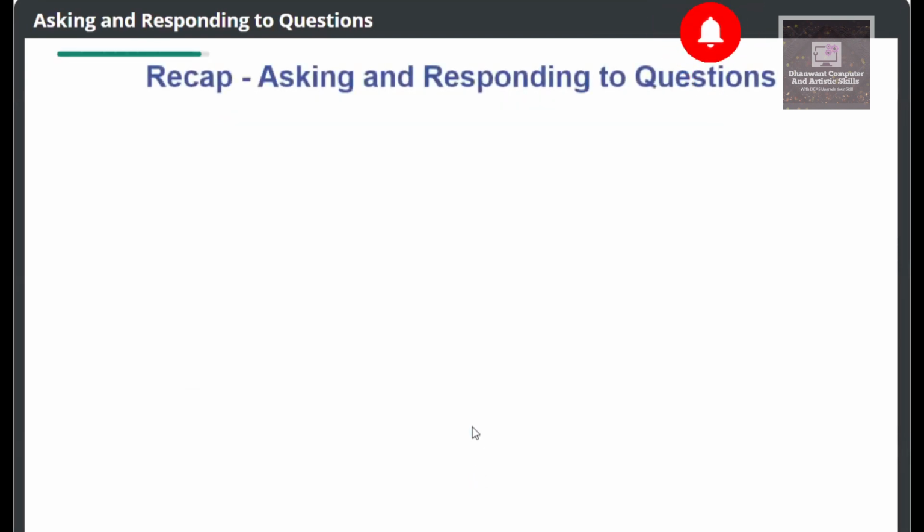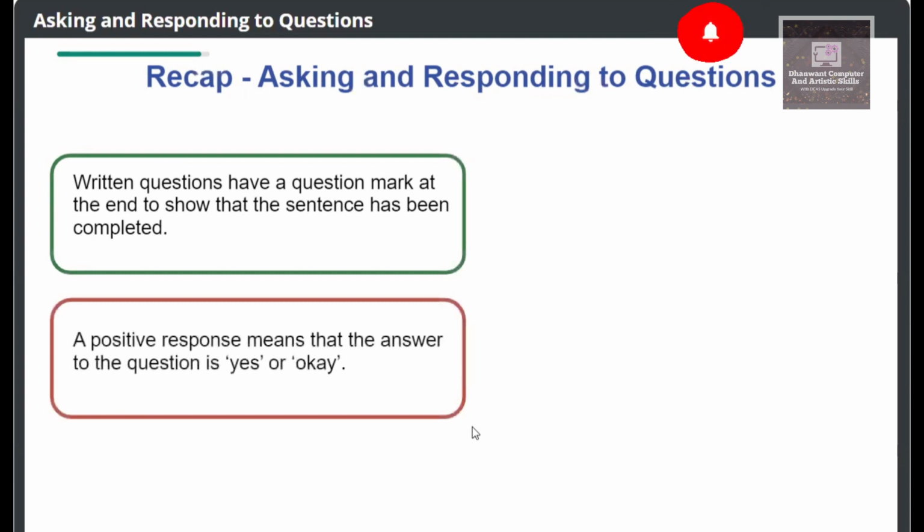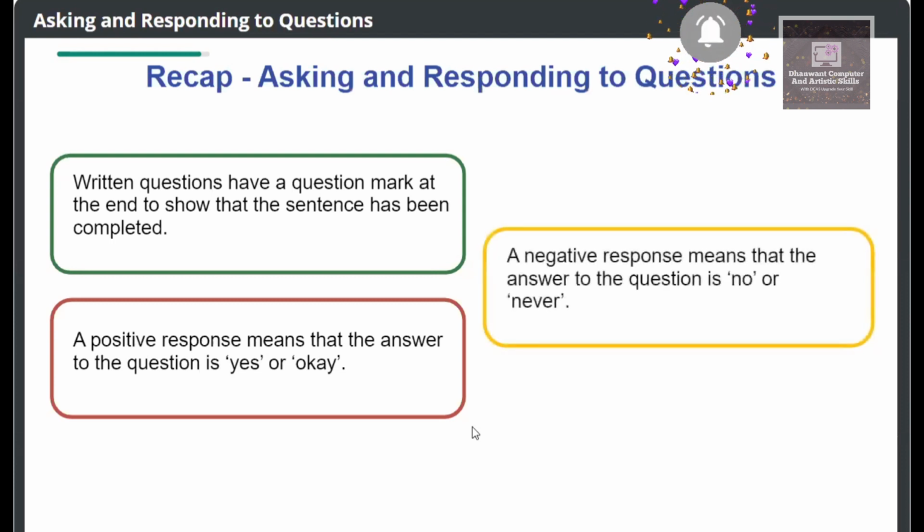Here is a recap of what you learned in this lesson. Written questions have a question mark at the end to show that the sentence has been completed. A positive response means that the answer to the question is yes or okay. A negative response means that the answer to the question is no or never.